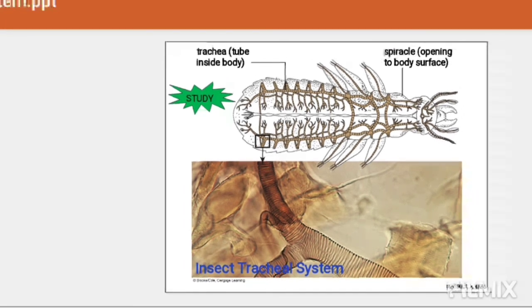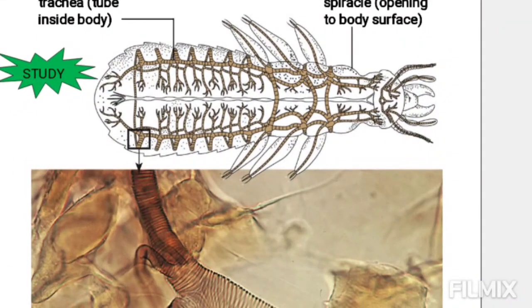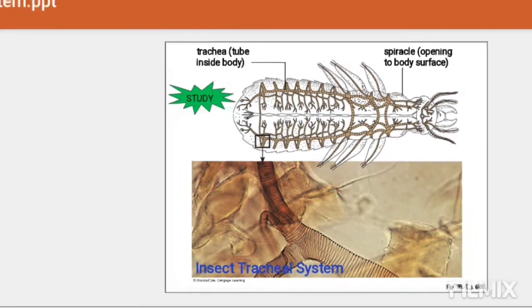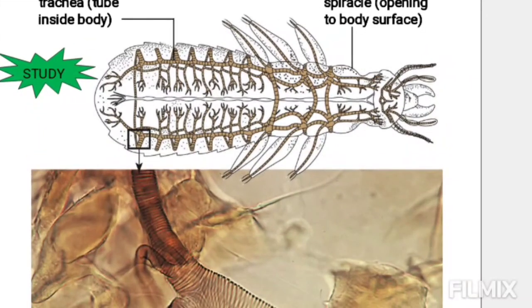So these are the respiration processes in invertebrates. In this lecture we have seen what respiration is, how the internal organs interact with each other during respiration, and lastly the respiration process particularly in invertebrates.